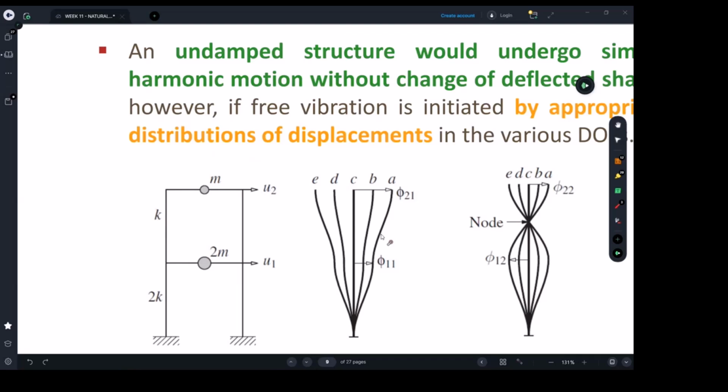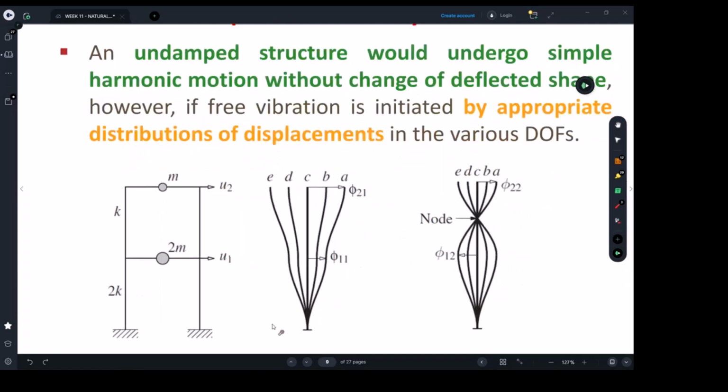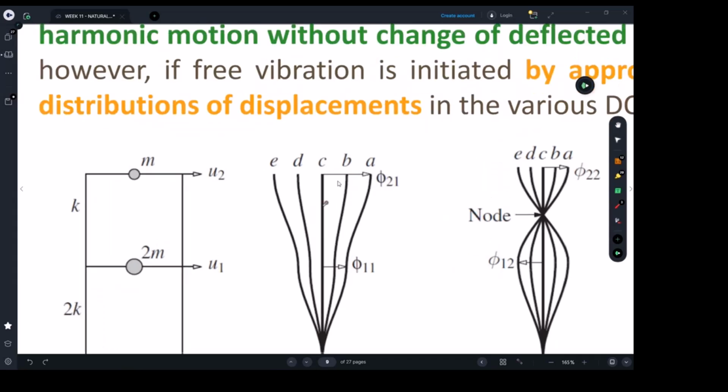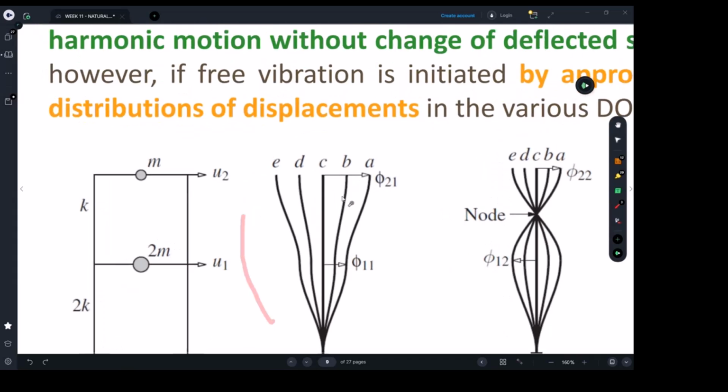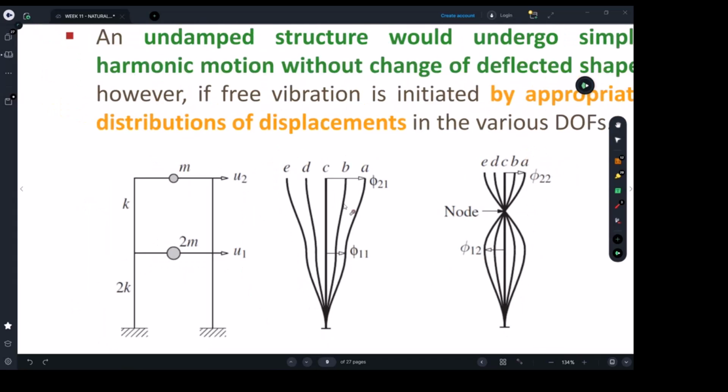Let me ask you this question: why do you think we have to look for such shapes? Any idea why? Because what I'm telling you is, each multi-degree of freedom system has a number of mode shapes. By the way, this was the first mode shape, and there's another mode shape here. Now there are two mode shapes, just to let you know, because it is a 2D problem and there are 2 degrees of freedom.